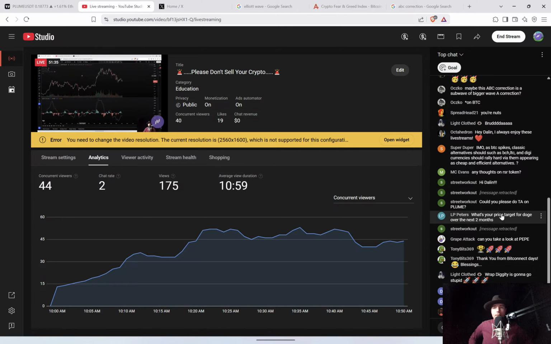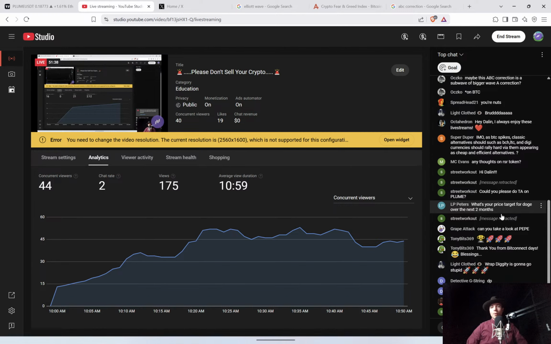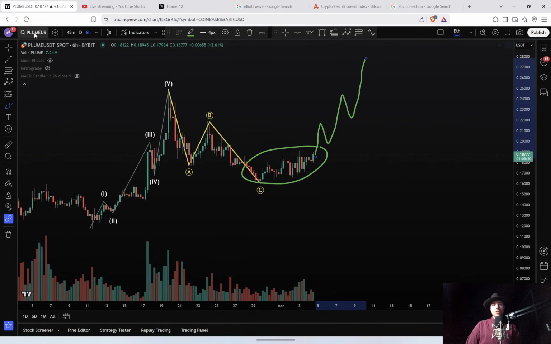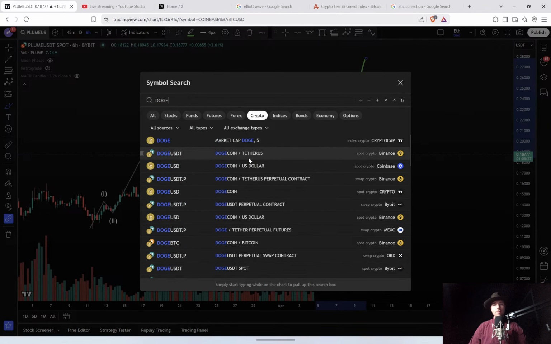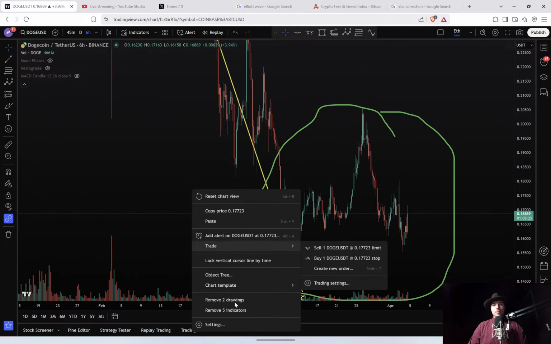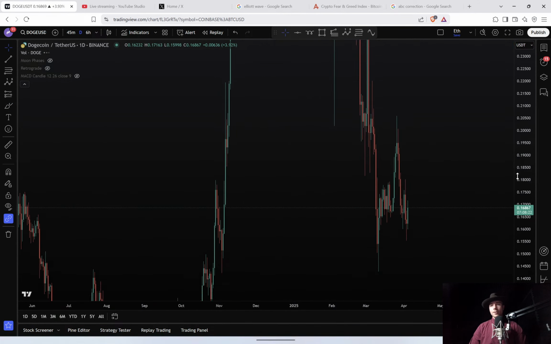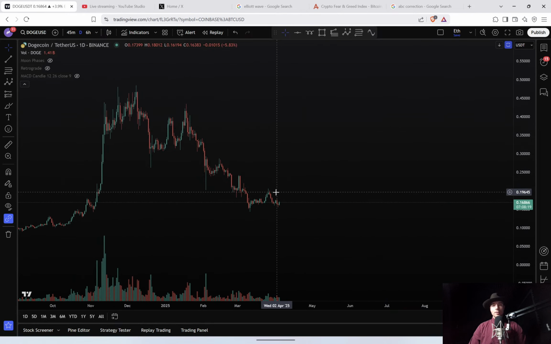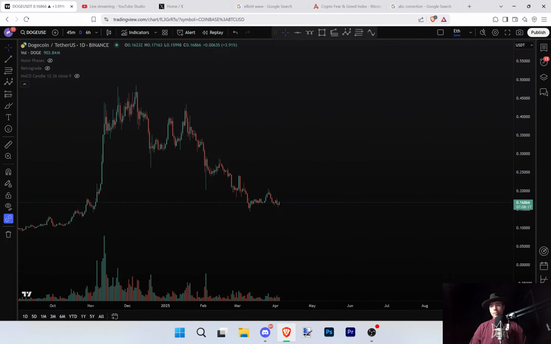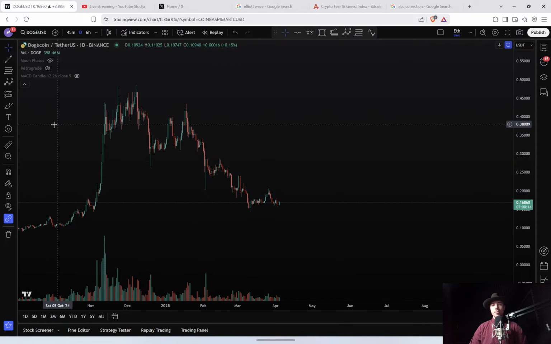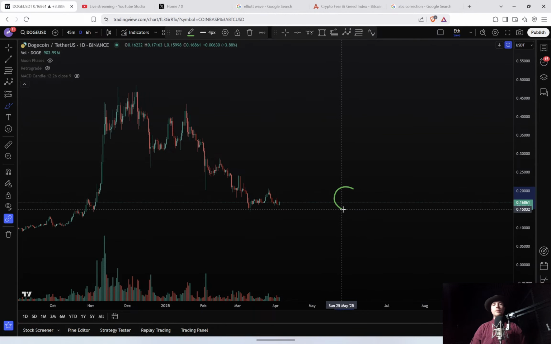What is your price target for Dogecoin over the next 2 months? Sure, let's get it. Let's pull up Dogecoin here, and we'll zoom out a little bit. So the next 2 months, well, we're really only on the 4th of this month, right? So we just got started for April. And so that means April, May. So you're talking, where do I think Dogecoin is going to be by June of this year?